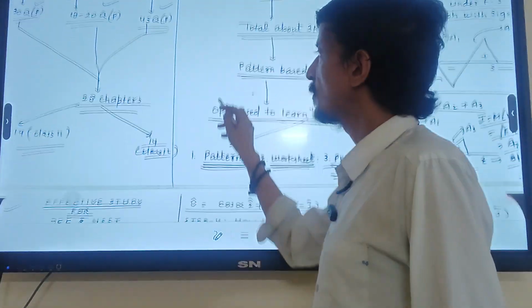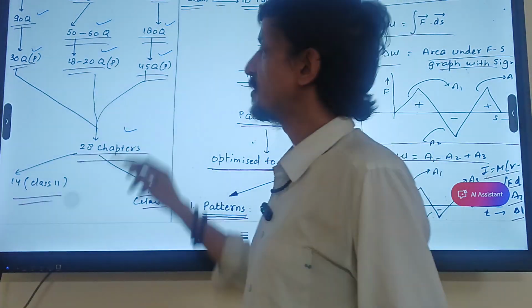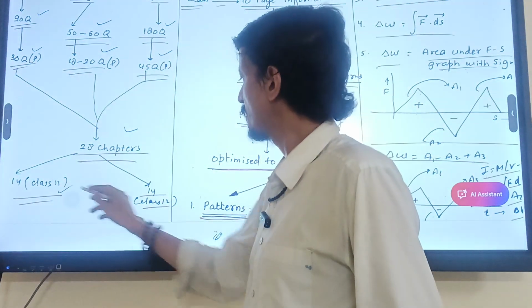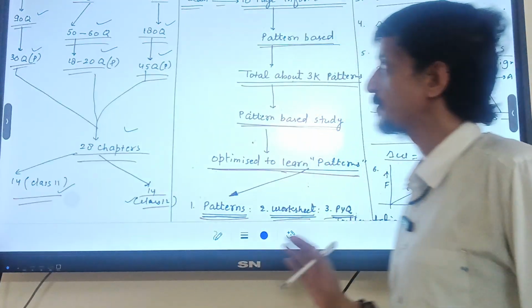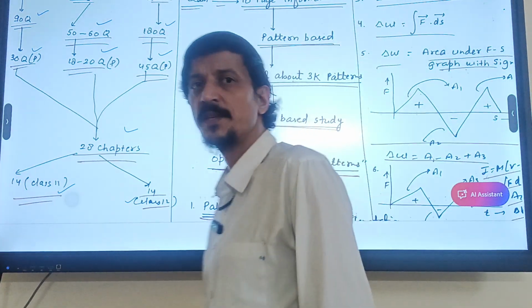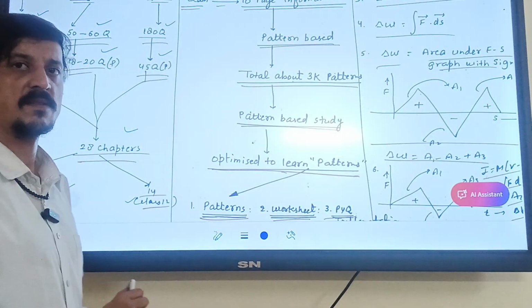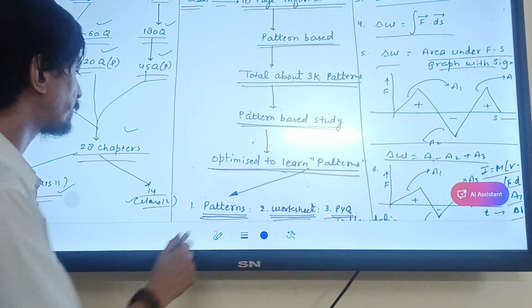And all of these comprise 28 chapters, 14 from class 11th and 14 from class 12th. So this is the overall analysis of the number of questions being asked in JEE and NEET and the total chapters as per the syllabus.